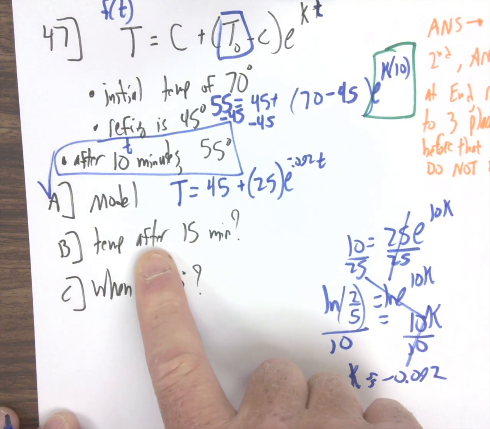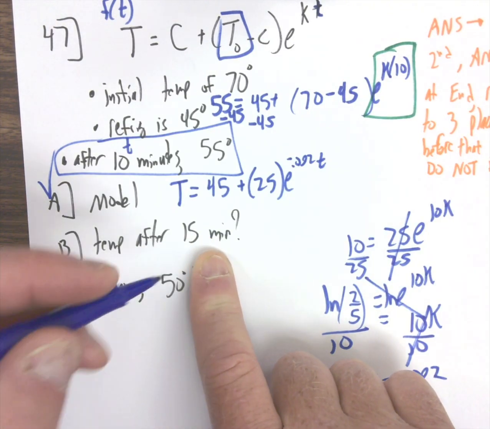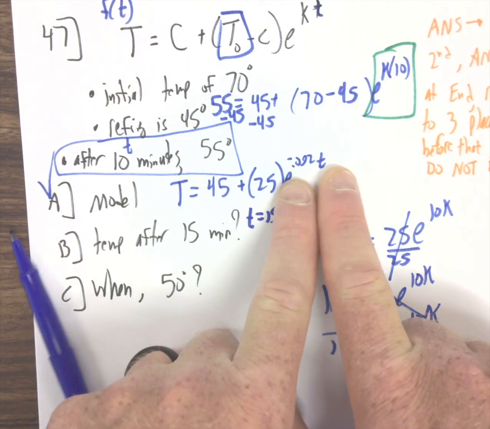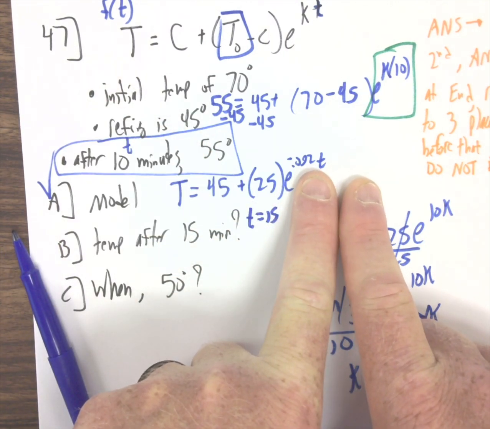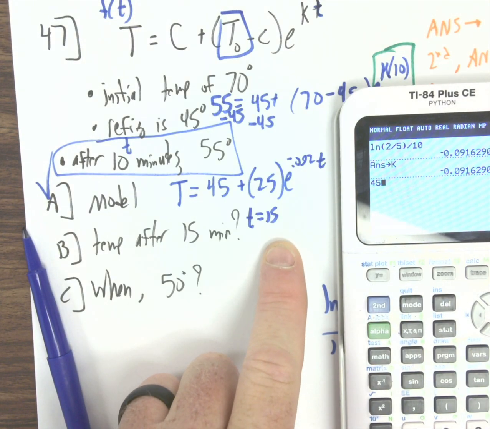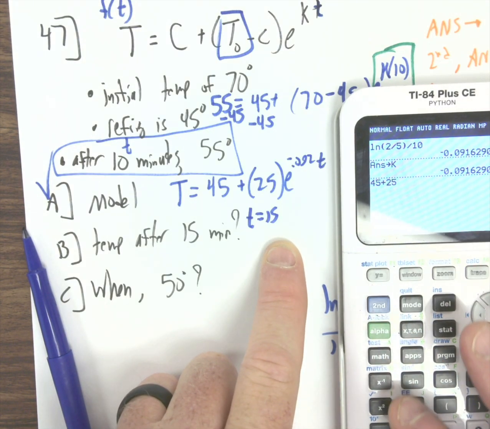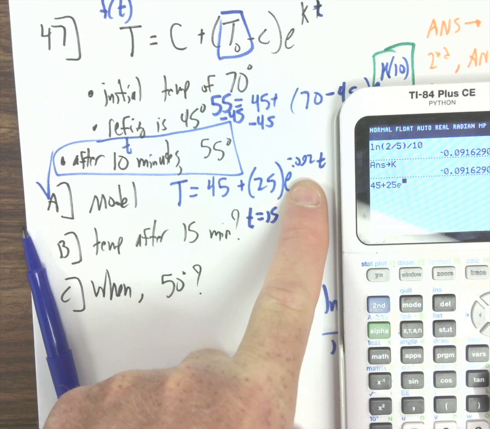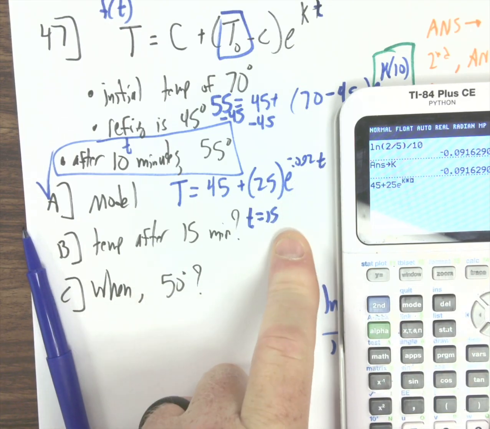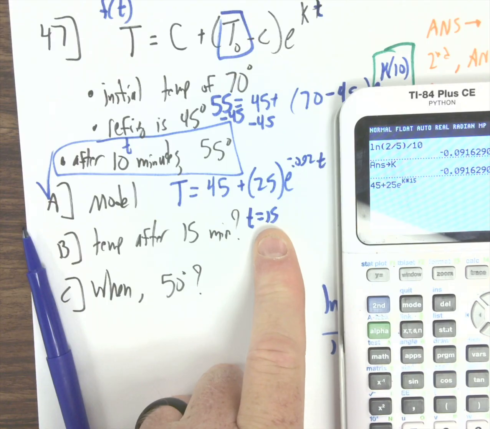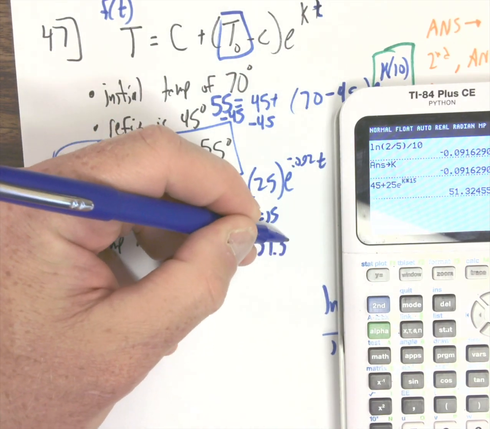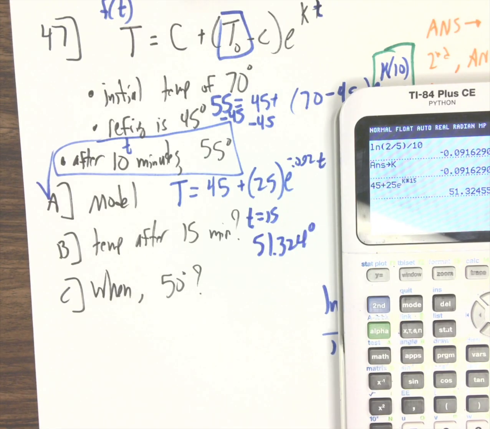Part 2. What is the temperature after 15 minutes? Well, that's t equals 15. So I can just plug in 15 right here. So now I'm going to just say, okay, 45 plus 25 e to the, don't type in that number, k times 15. So there it is, 51.324 degrees.